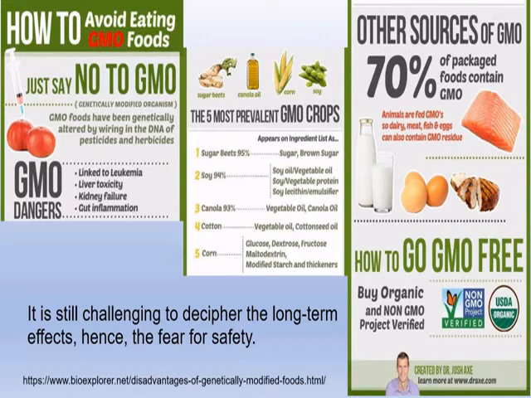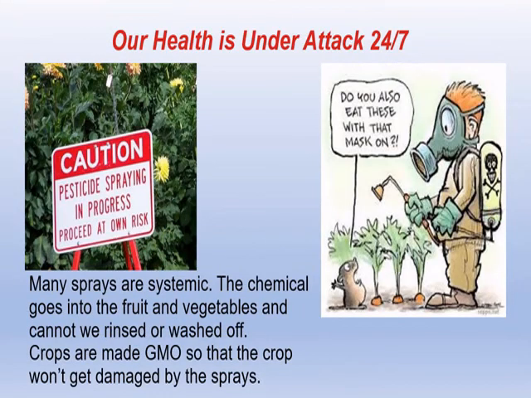It is still challenging to decipher the long-term effects, hence the fear of safety. So rather avoid it. Our health is under attack. Many sprays are systemic. The chemical goes into the fruit and the vegetables and we cannot rinse it off, we can wash it off, but it's inside. Crops are made GMO so the crop won't get damaged by the sprays. We are so clever, we spray it and we eat it.